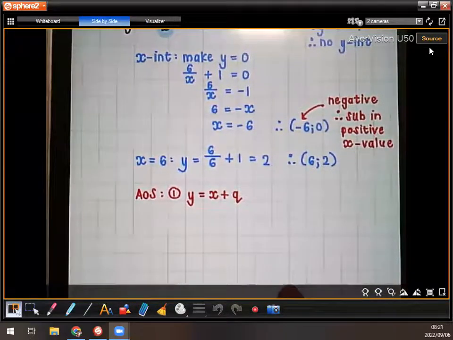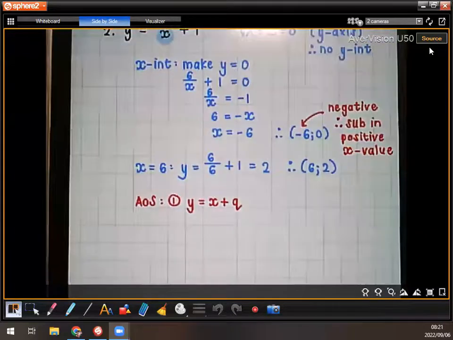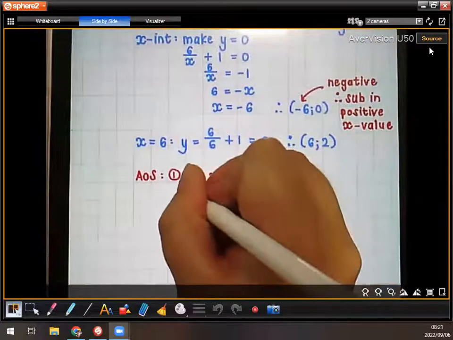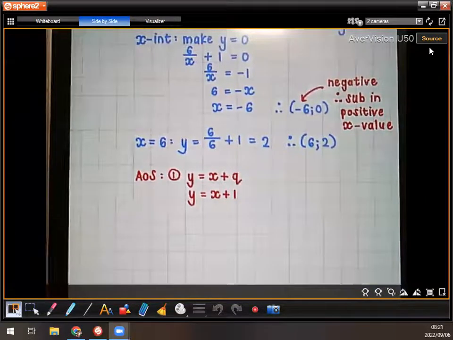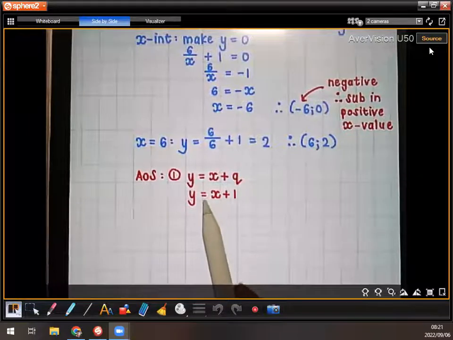And what is my q value for this graph? 1. Alright, so it's very easy. This one is just y equals x plus 1. Guys, so this line has a positive or negative gradient? Positive, hey? Remember the gradient is the coefficient of x. I'm thinking of y equals mx plus c, right?